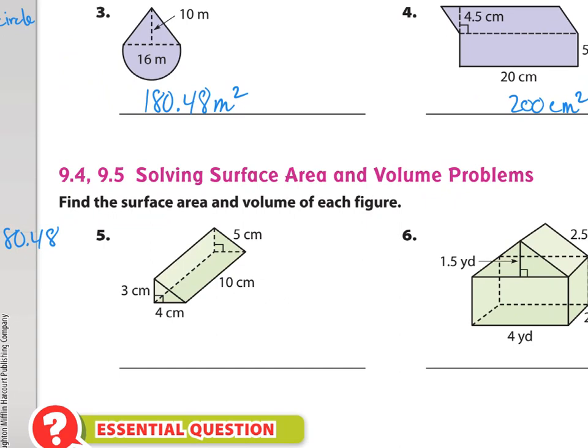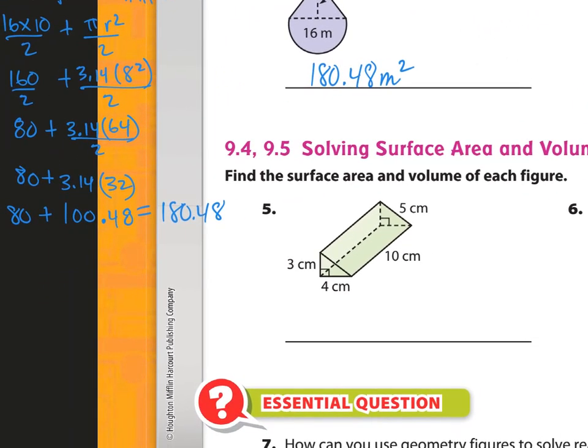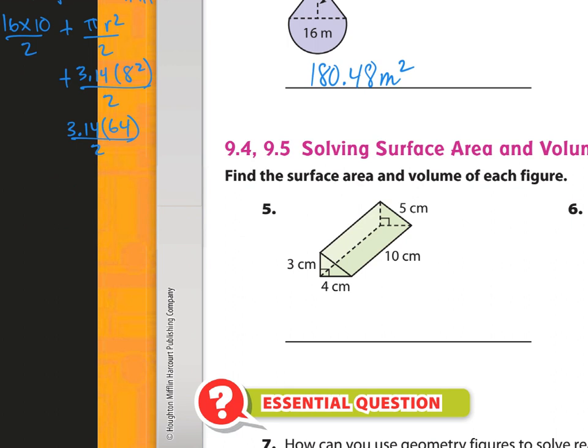All right, down here, number 5. I'm going to erase some stuff here. That's old stuff. Don't need that anymore. And we need to find the surface area and the volume. Okay, well, surface area. I'll call it SA. Surface area, this is going to be the long one.